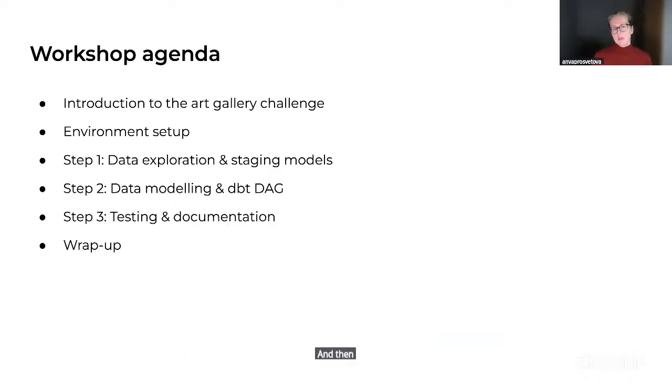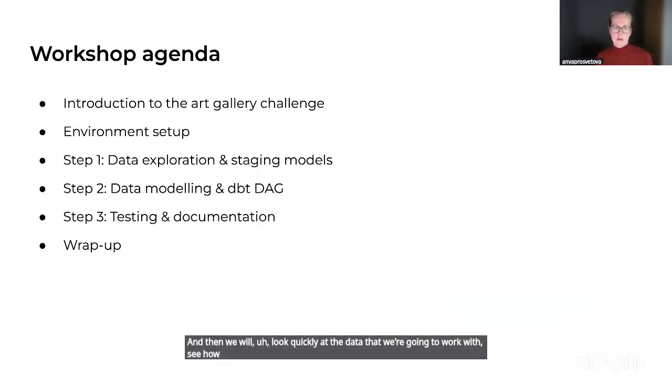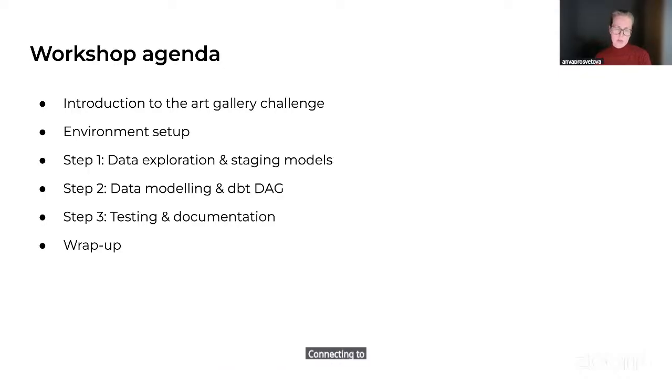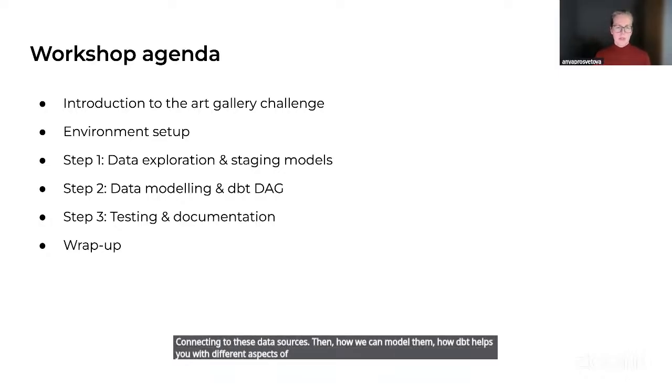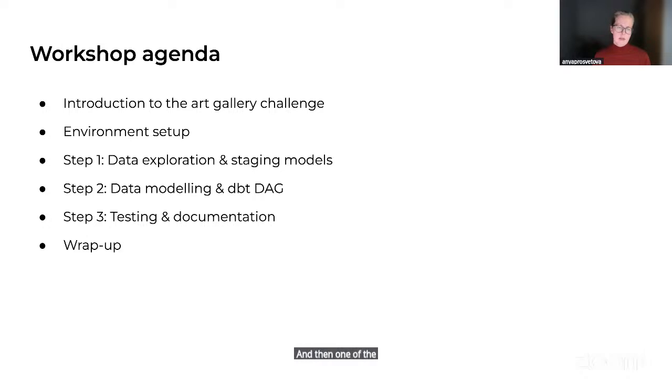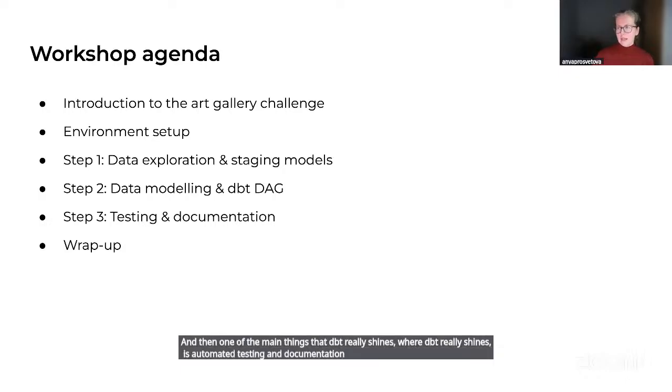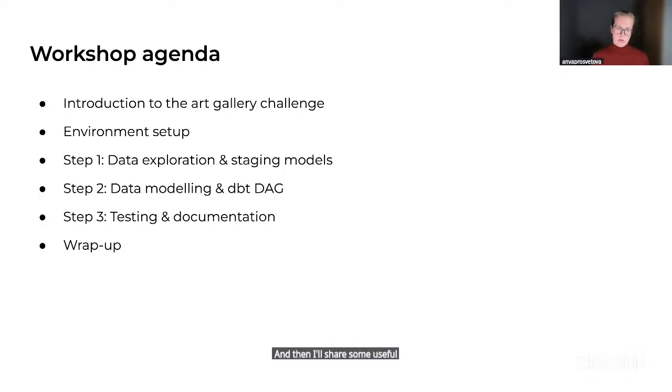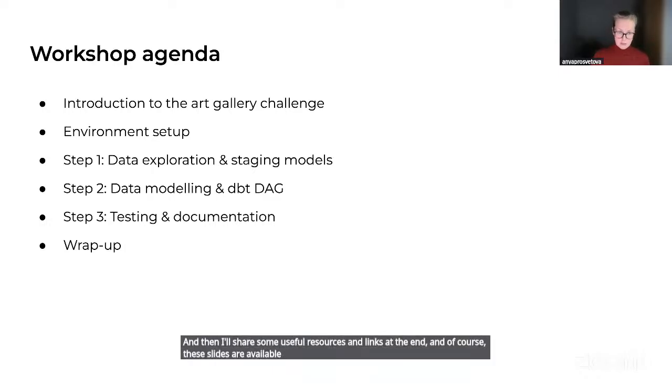And then we will look quickly at the data that we're going to work with, see how we can start connecting to these data sources, then how we can model them, and how dbt helps you with different aspects of data modeling. And then one of the main things where dbt really shines is automated testing and documentation. And then I'll share some useful resources and links at the end. And of course, these slides are available in the GitHub repo for this workshop.